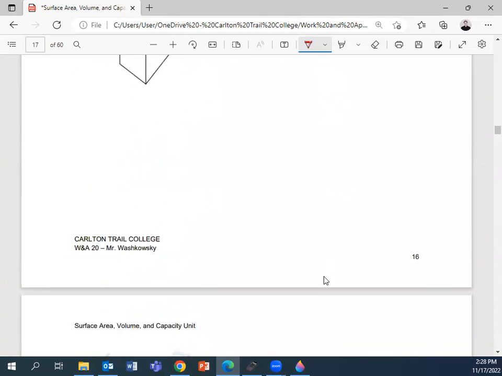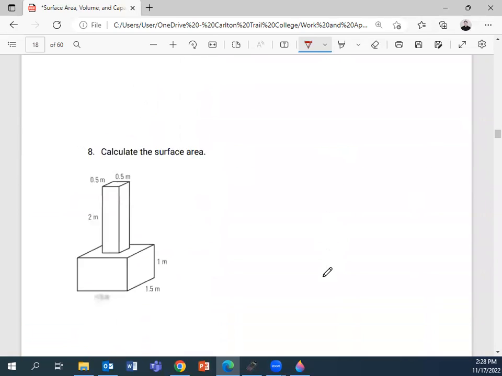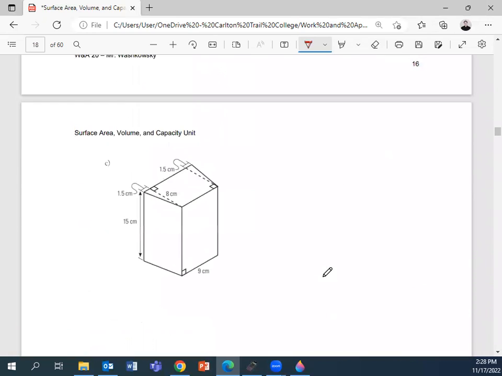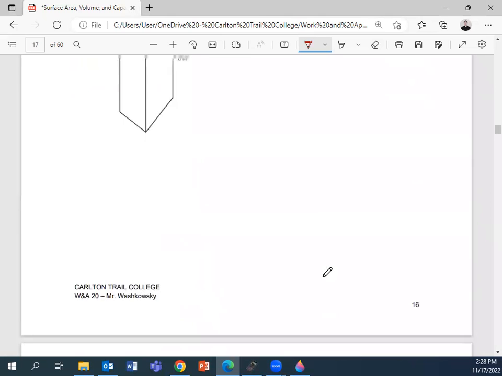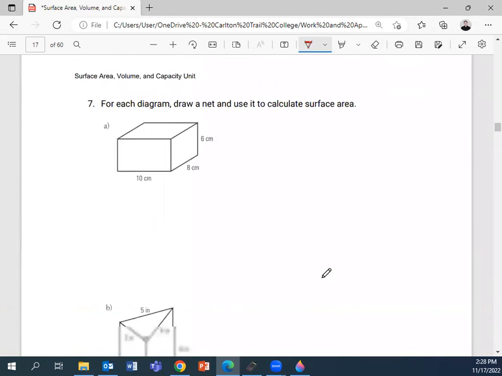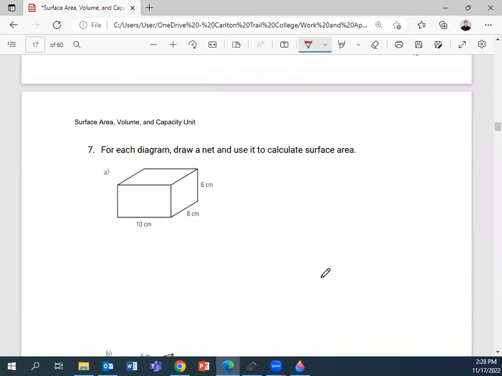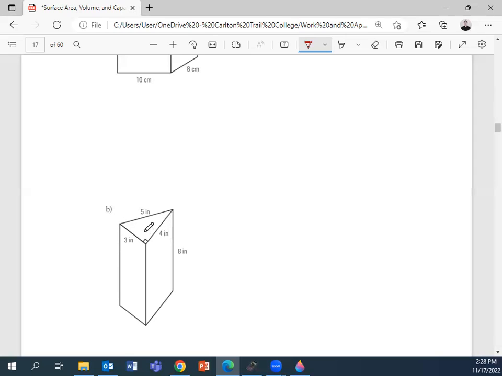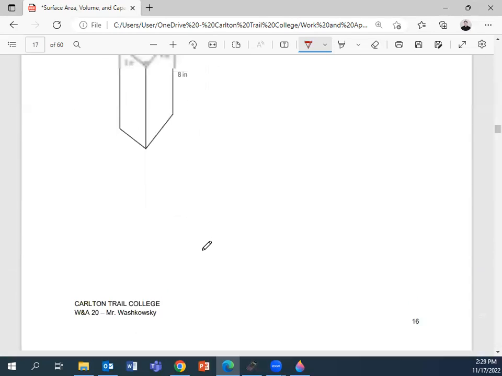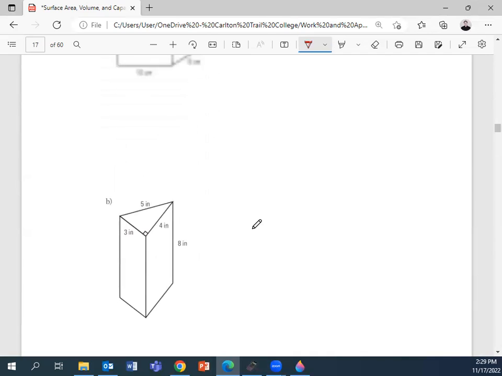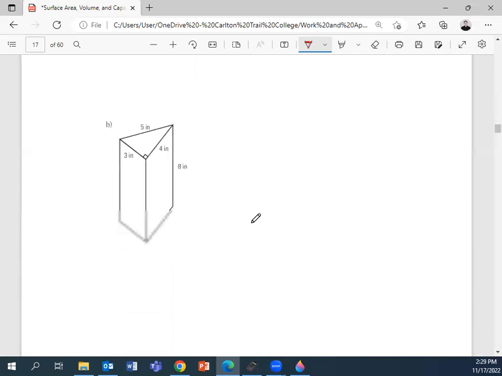And then I just want to go to this one here. So for number B here, I just want to calculate, and this is on page 16. I just really quickly wanted to calculate the surface area of question B on page 16.